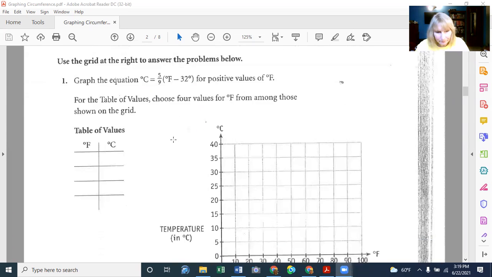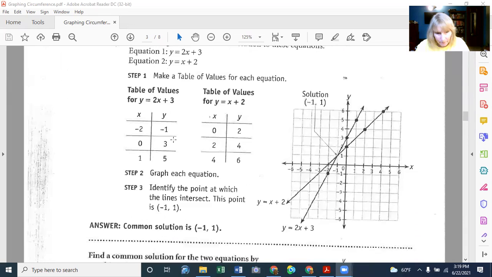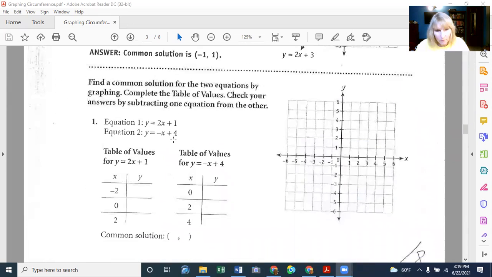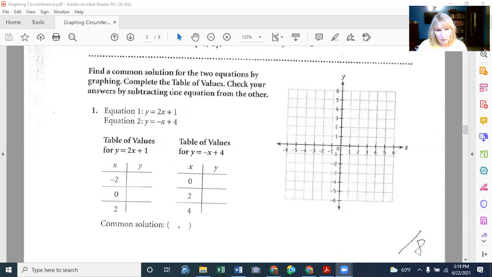Okay, and then I wanted to do number 1 on page 110 here. So finding a common solution for the two equations by graphing. Complete the table of values. Check your answers by subtracting one equation from the other. I don't use the subtraction method because that's easier to make errors. I use the addition method. I show that in a different video, but this one is asking us to find the solution by graphing and not really using the algebra, but I will show you both because you may need both on the test.